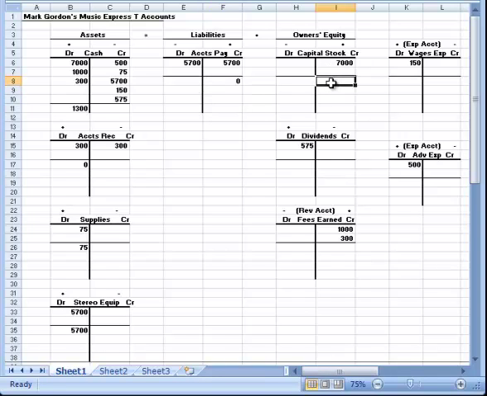Capital stock is 7,000. Dividends is 575. Fees earned is 1,300. Wage expense is 150. And advertising expense is 500. And that's the end of the problem. We've totaled them all up. The next thing to do is make sure they balance, and you'll learn about a trial balance later on in this chapter.